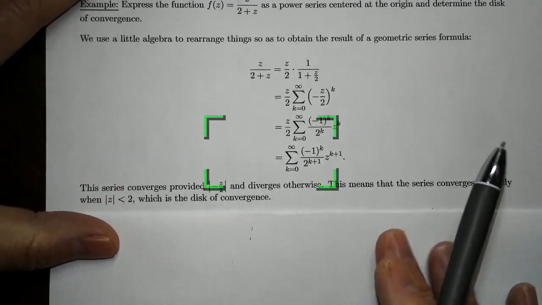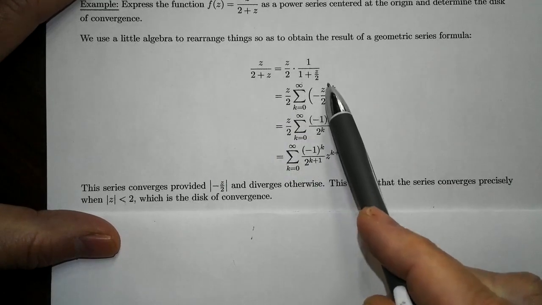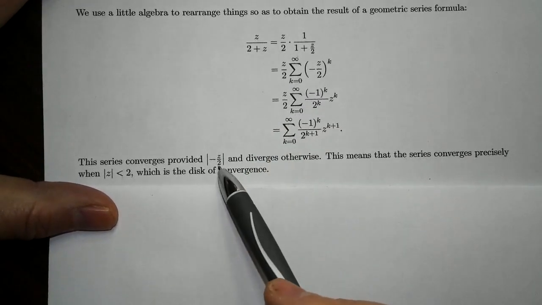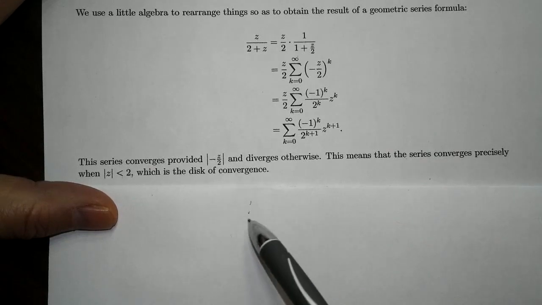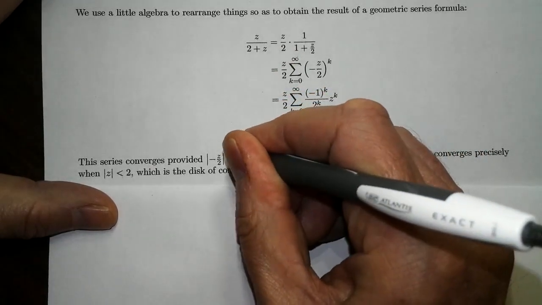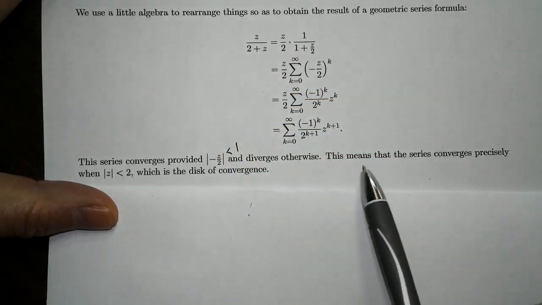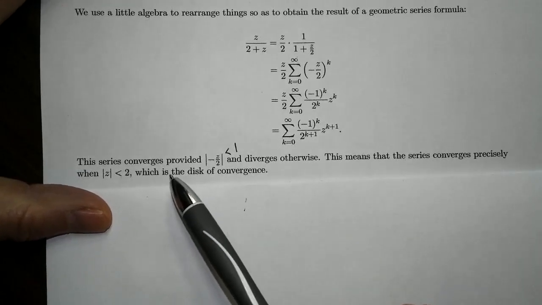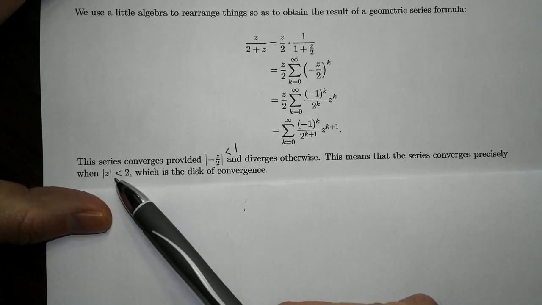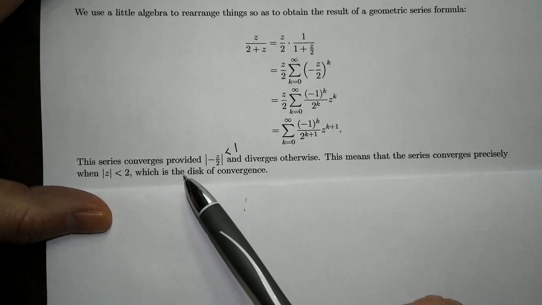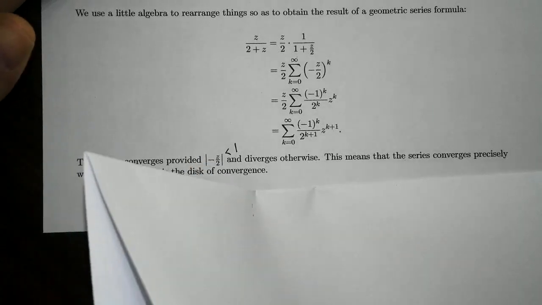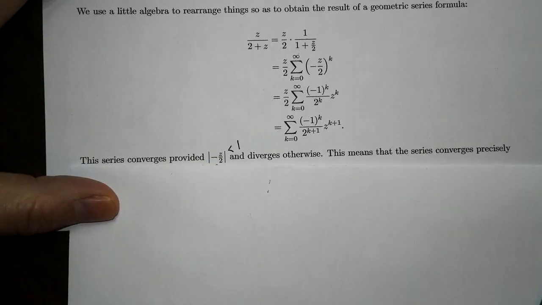So that's a power series expansion. And that is valid. We made the substitution going from here to here. That's valid if the modulus of minus z over 2 is less than 1. The series diverges otherwise. So that means that the disk of radius 2, centered at the origin, is the disk of convergence. And we will discuss more examples like this in class.